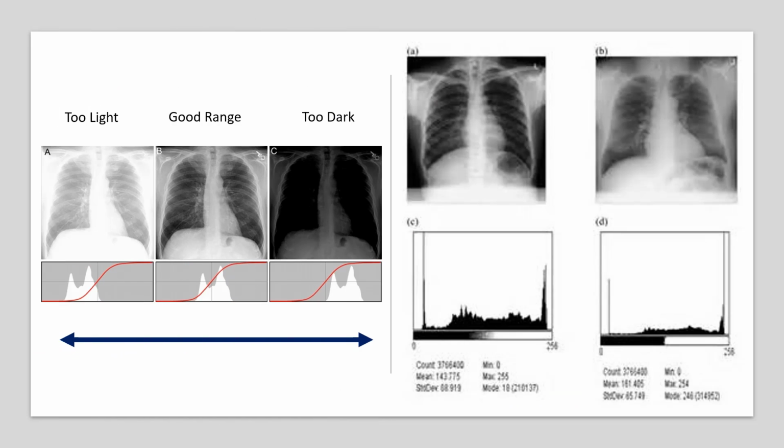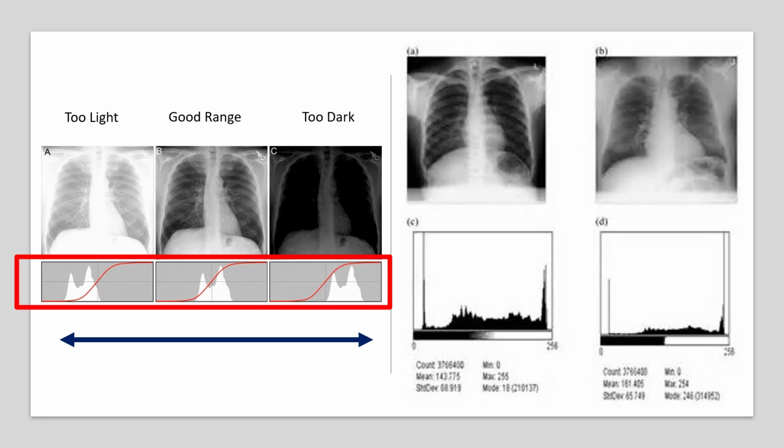With digital, we use a histogram, and we try to match that histogram for contrast that we used to use in film screen. Therefore, we actually superimpose an H&D curve from film screen imaging over the top of a histogram and adjust the brightness and contrast, trying to optimize the image.